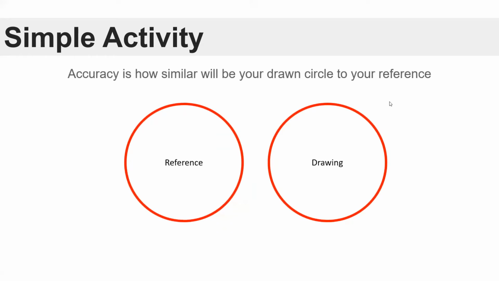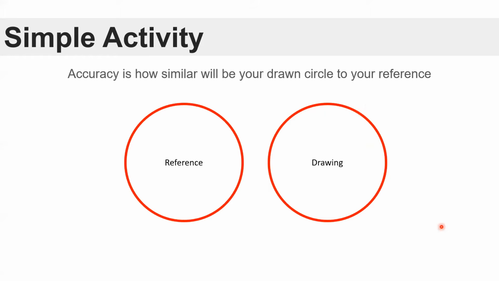Okay, in this context, accuracy is how similar your drawn circle is to your reference circle. If we have here our reference, how similar is your drawing to your reference? How similar are the size, for example, or the color? Did you use red ink to draw your circle, or black ink or another color? The shape: is your drawing also a perfect circle like your reference? So accuracy is the measure of how similar your drawn circle is to your reference circle.